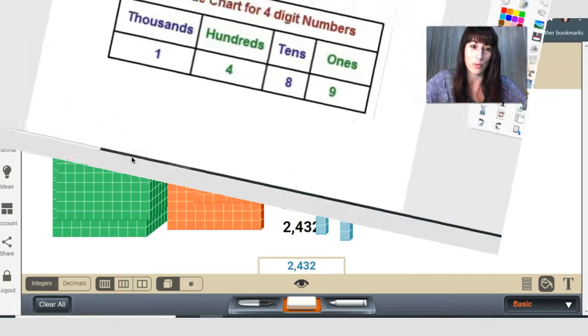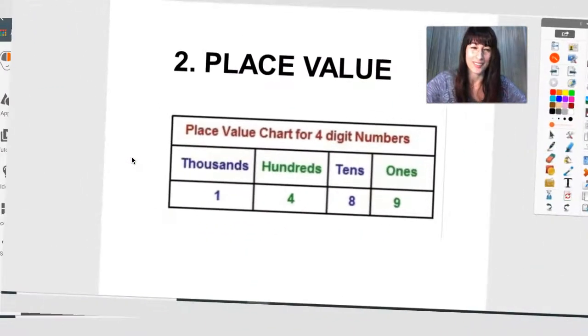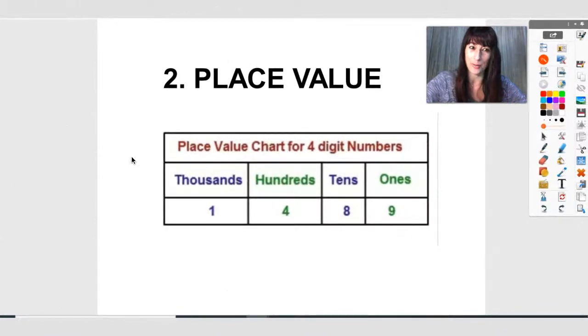Well, I think we are ready to move on to number 2, place value. Still having fun, right? I hope you are. So the place value chart is a chart that has numbers and represents their values. That's why it's called place value. It tells us how much each number is worth. So here we have the number 1,489. I can tell the number 9 belongs to the ones, the number 8 is in the tens place, 4 is in the hundreds, and 1 belongs to the thousands place.